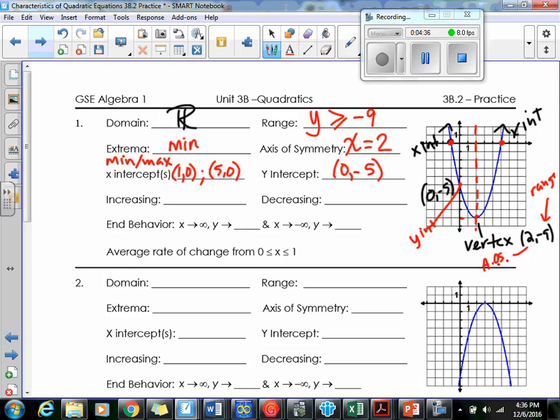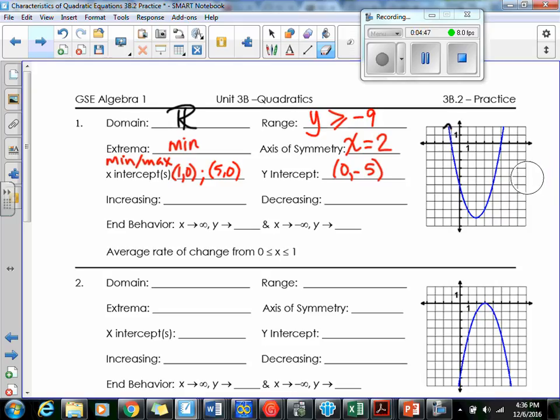Now, I want to clean this off so we can talk about this next part, intervals of increase or decrease. So I'm erasing all that. And remember, with this video, you can pause it, you can rewind it, you can replay whatever you need, so that if you missed anything or you want to hear it again, you can do that.